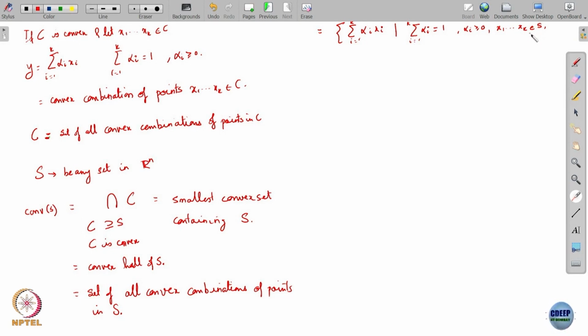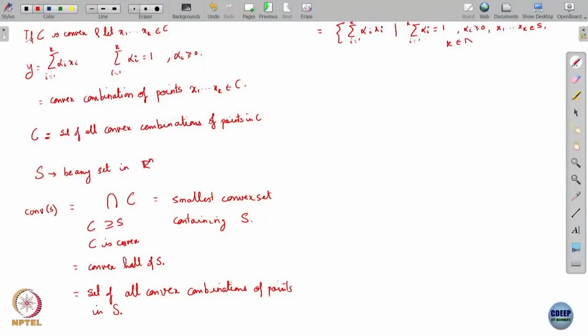If I stop at this, it would be convex combinations of just k points. It will not include convex combinations of k plus 1, k plus 3 points, etc., right. So, I also need to let k be in it. Yes, they could be different.